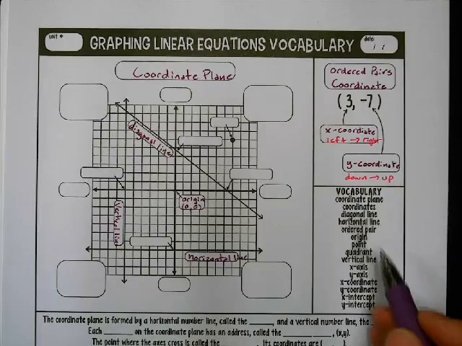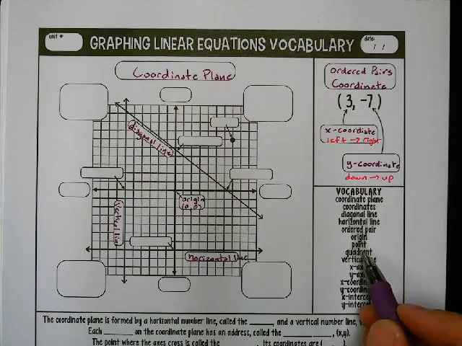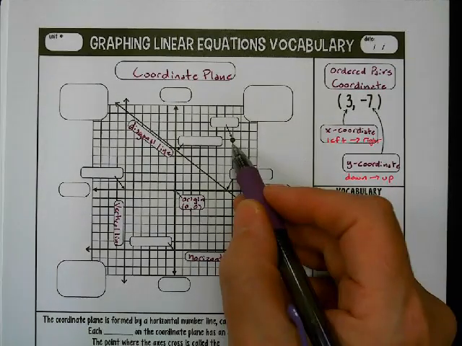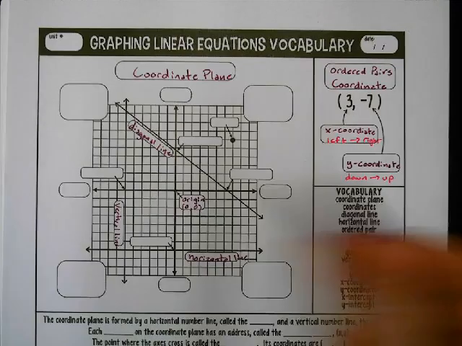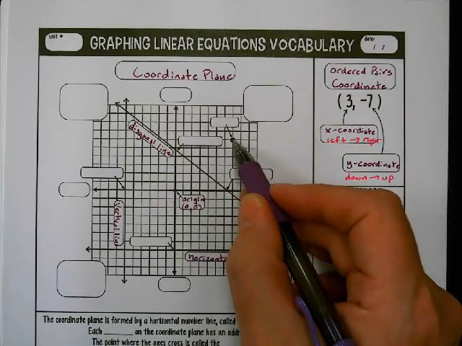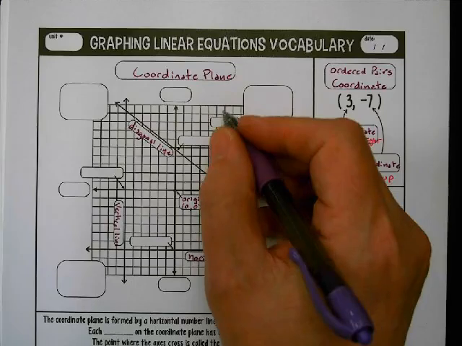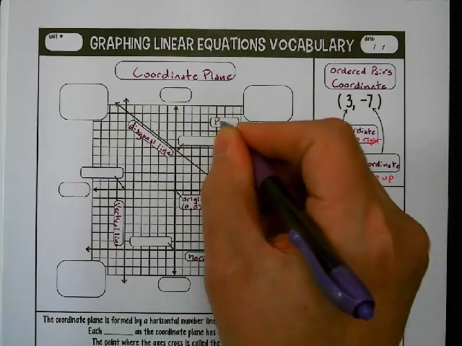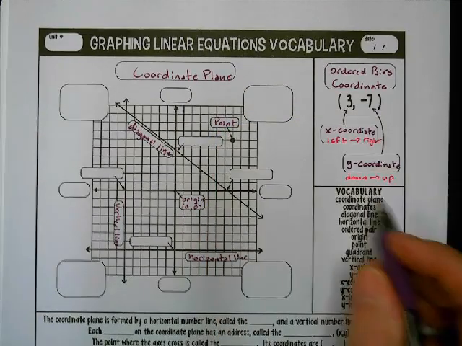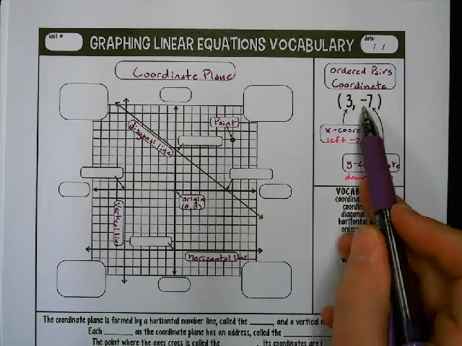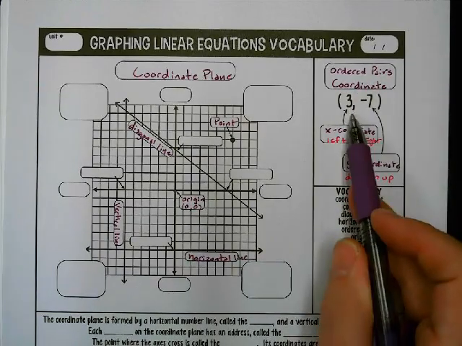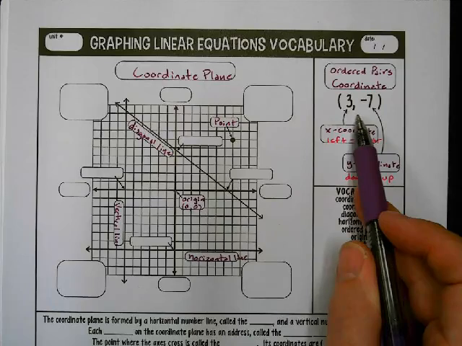What else we got? A point. So this over here, the origin is technically a point right there, but this over here is a point that they've got going. So we would call that a point on the graph. We could also say that this 3, -7, the ordered pair, that represents a point on the graph.